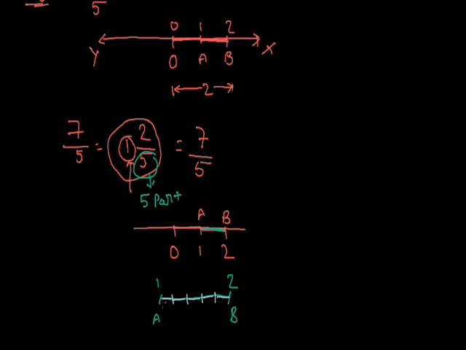Now let's count from A, because 1 is completed, and after that 2 by 5. So in our number we have a numerator 2. So we count from A to 2. This is 1, this is 2. So that point is called our number. That means 1, 2 by 5.